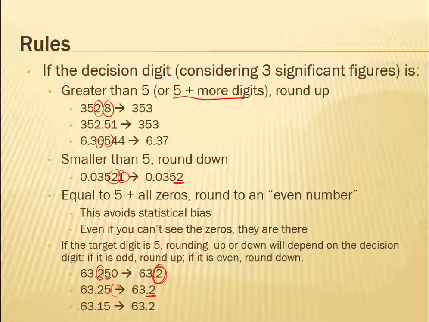Now look at this one, 63.15. We have a 5, we have nothing next to it, but because this number is odd, we want it to be even, so we're going to round up. So you see how these two numbers ended up being 63.2? I know that's a little odd, but it means that when you start rounding things to get averages, you're not going to end up with a higher average. All it does is it avoids statistical bias.